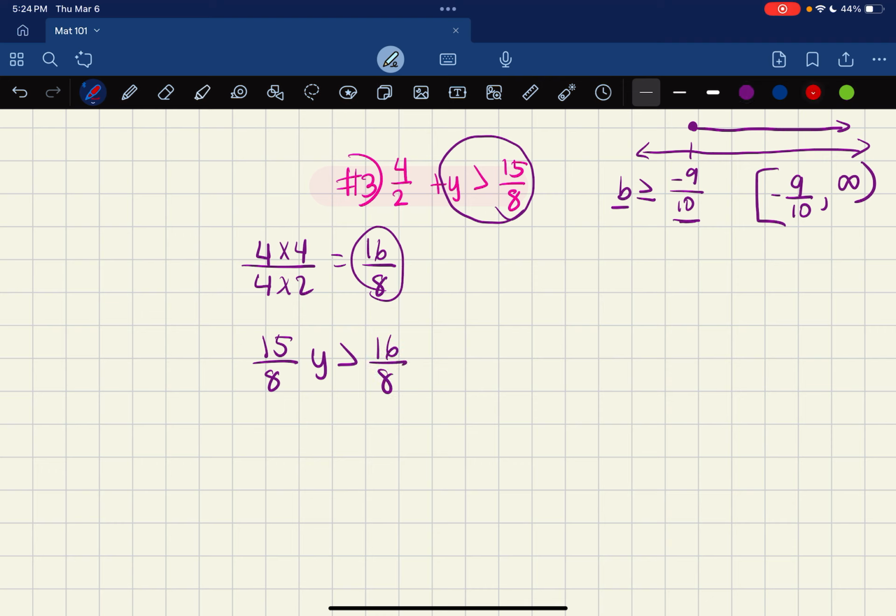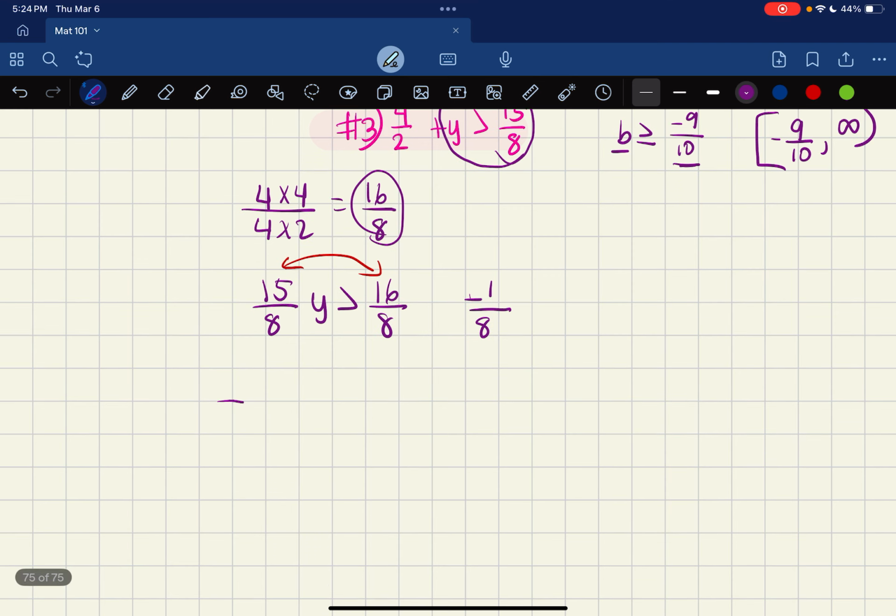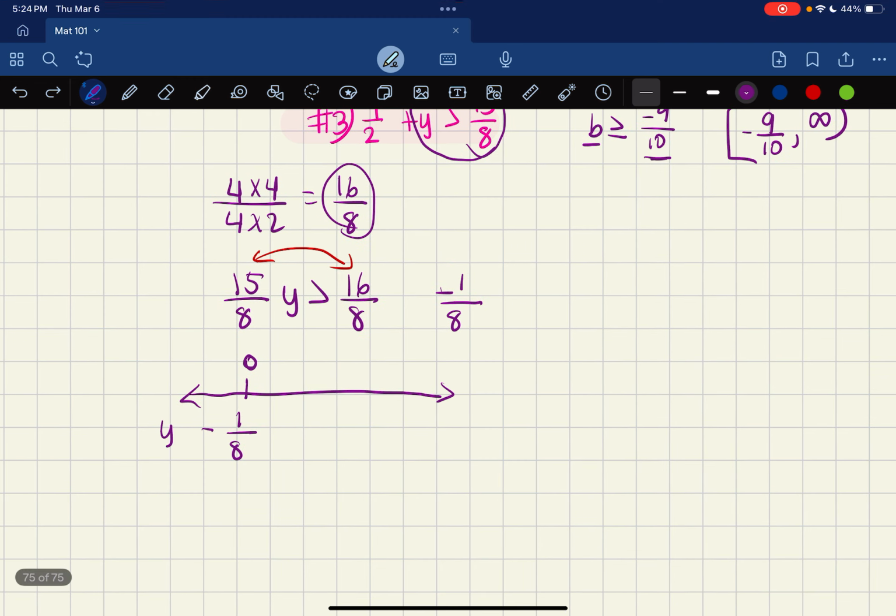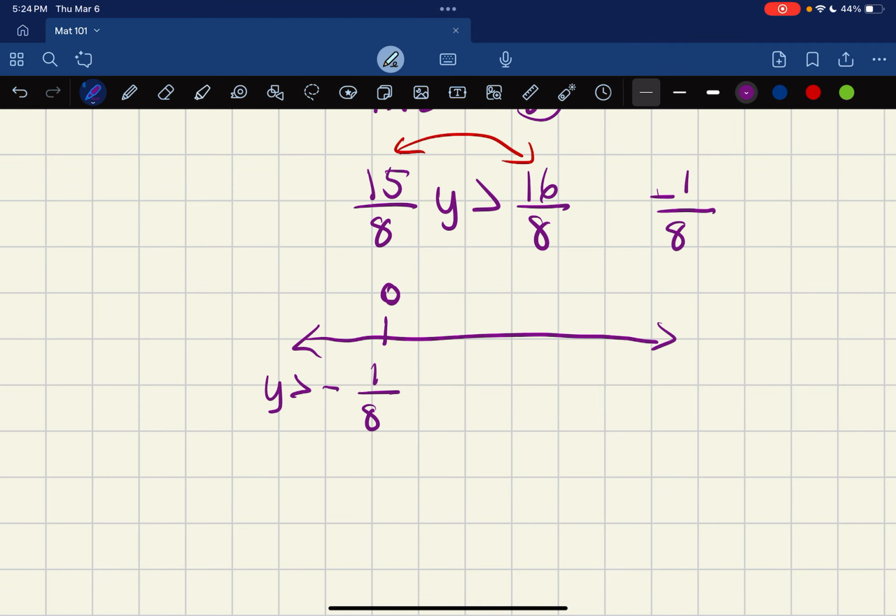So now we're going to do the same thing, subtract these two. That would be equal to negative 1 over 8. So in interval notation, this would be the answer. We're going to draw a number line with an open circle because here we see that this sign is non-inclusive, and we see that y is bigger than this number.